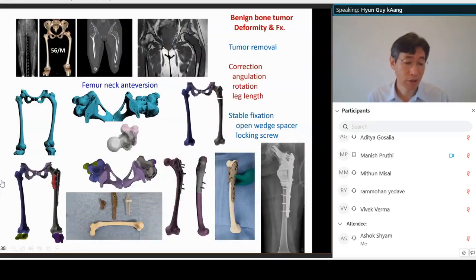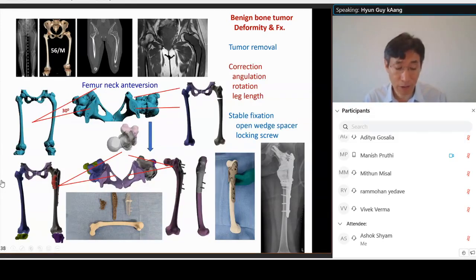This is a fibrous dysplasia patient who has a severe bone deformity and pathological fracture. Using a 3D printing guide and implant, the angulation, rotation deformity, and leg length discrepancy were all successfully corrected at once.